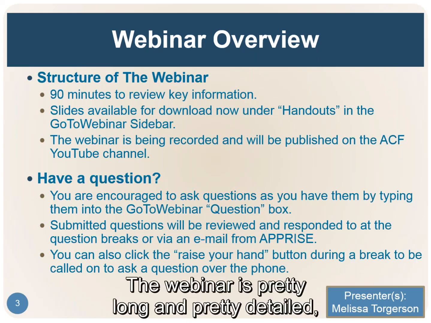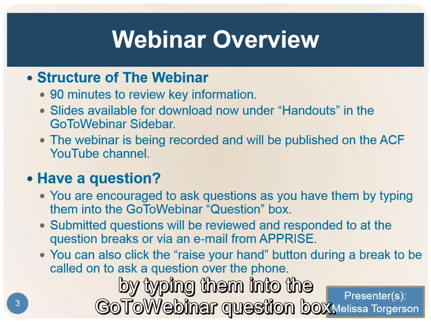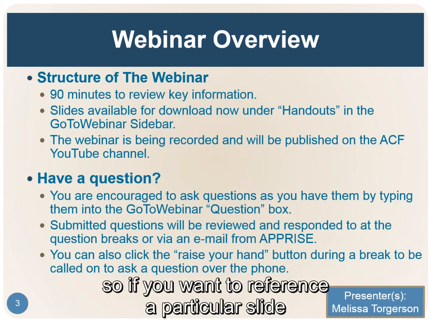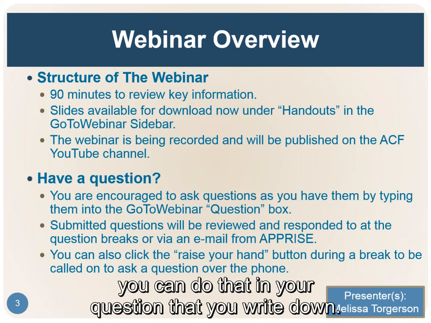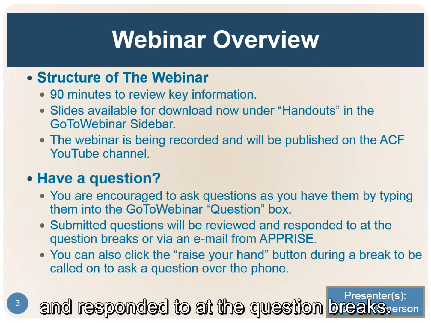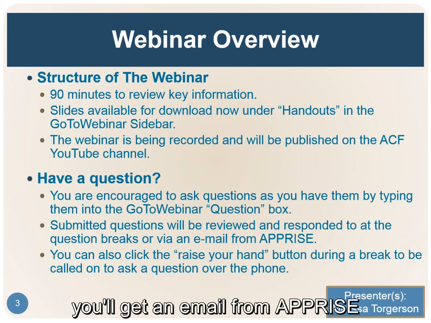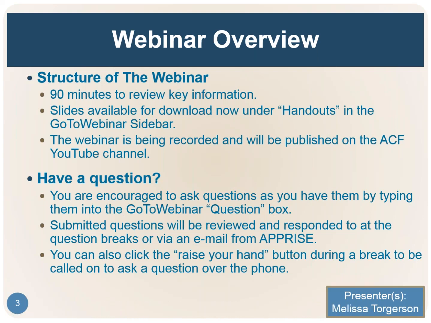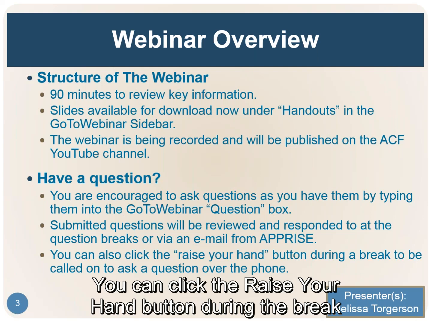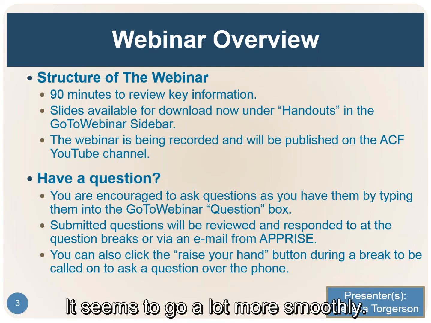The webinar is pretty long and pretty detailed, and so we're encouraging people to ask questions as you have them by typing them into the GoToWebinar Question Box. You'll notice that we have numbers on each slide, so if you want to reference a particular slide, you can do that in your question. Submitted questions will be reviewed and responded to at the question breaks. If they're very particular to your state or if we run out of time, you'll get an email from Apprise to respond to your question. You can click the raise your hand button during the break to be called on to ask a question over the phone, although we really recommend that you write your question out. It seems to go a lot more smoothly.